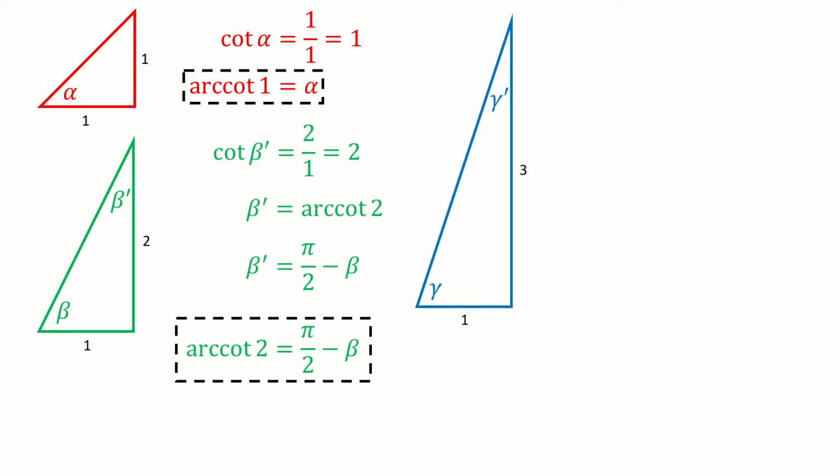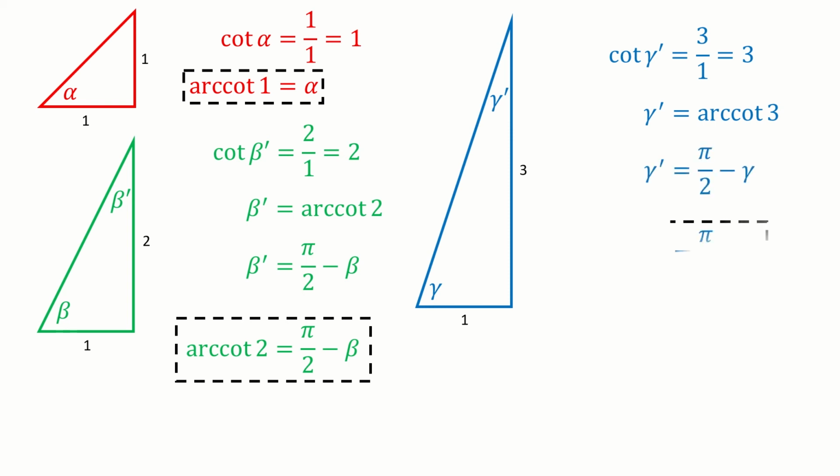Then for the blue triangle, the cotangent gamma prime equals the adjacent over opposite, so it equals 3 over 1, which is 3. So gamma prime equals arccotangent 3. And also gamma prime equals half pi minus gamma. So from the above two equations, we got this relation. Arccotangent 3 equals half pi minus gamma.